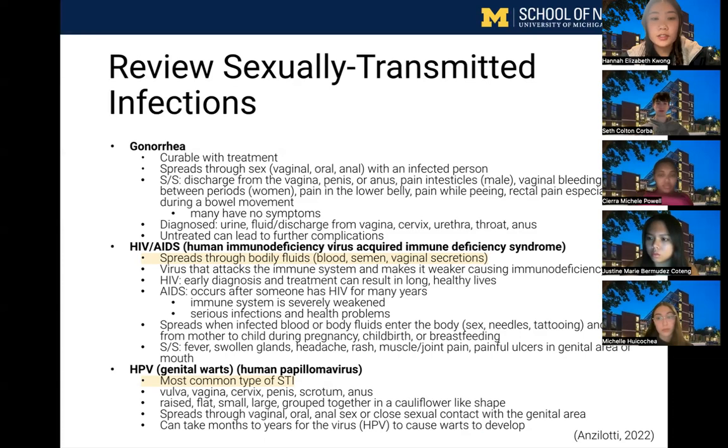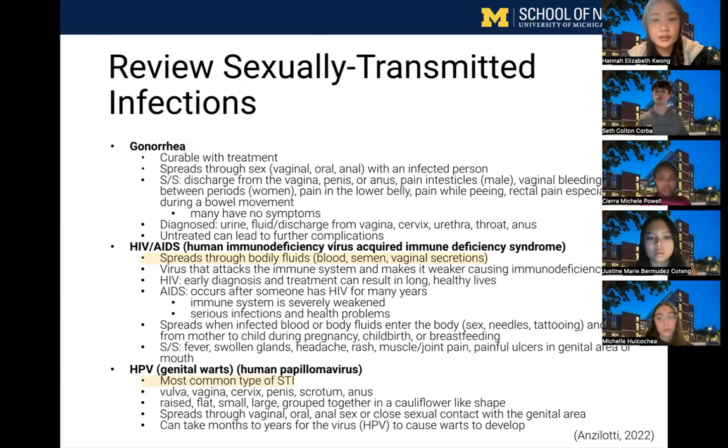Signs and symptoms include fever, swollen glands, headache, rash, muscle or joint pain, and painful ulcers in the genital area or mouth. Next is HPV, which is also called genital warts. It's the most common type of STI. This can occur in different parts of the reproductive system that Michelle covered, and it's seen with raised, flat, small, or large warts grouped together in a sort of cauliflower-like shape.